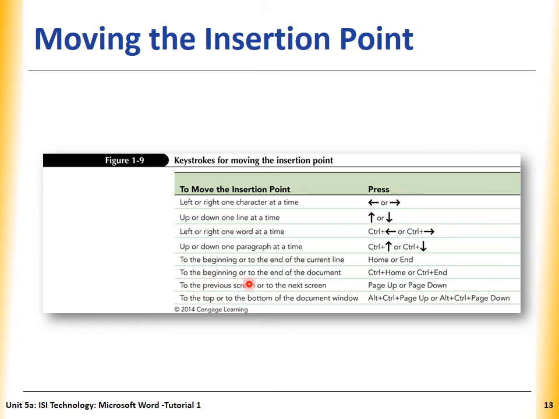To the top or to the bottom of the document, I have to hold Alt plus Control plus Page Up. This will take me to the top of the document. Now, if I want to go to the bottom of the document, I have to hold Alt plus Control plus Page Down.